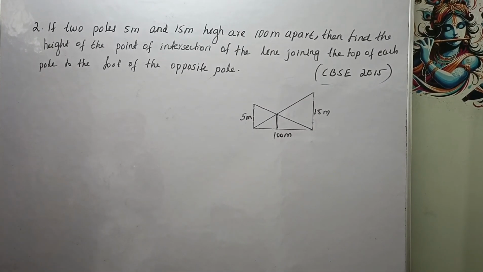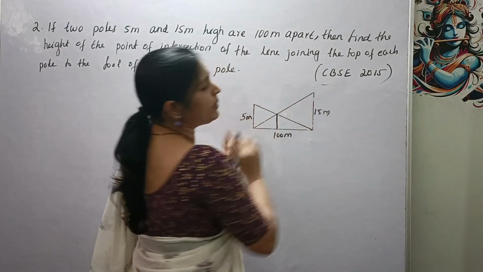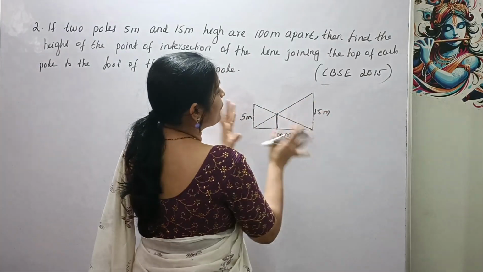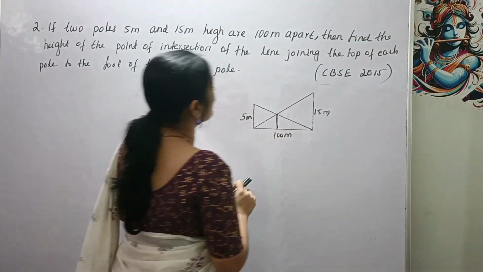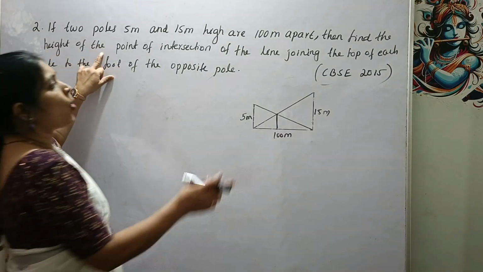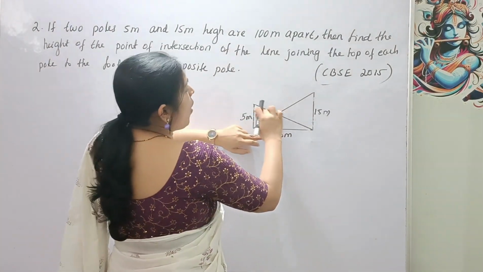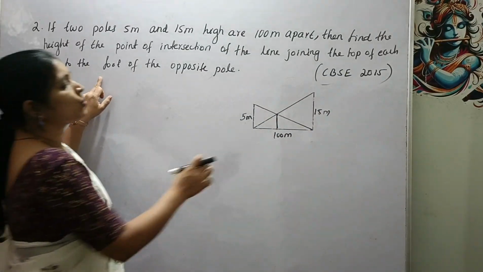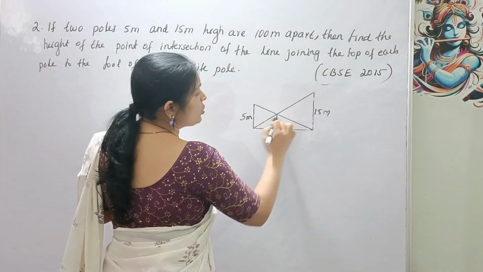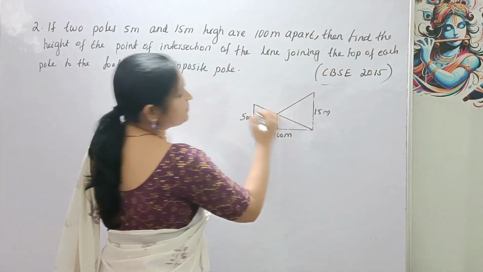If two poles 5 meter and 15 meter high are 100 meter apart, then find the height of the point of intersection of the line joining the top of each pole to the foot of the opposite pole. See here, two poles of 5 meter and 15 meter height, and this distance is 100 meter. Now here we have to find the height of the point of intersection of the lines joining the top of each pole to the foot of the opposite pole. That is, we have to find the height of this point.